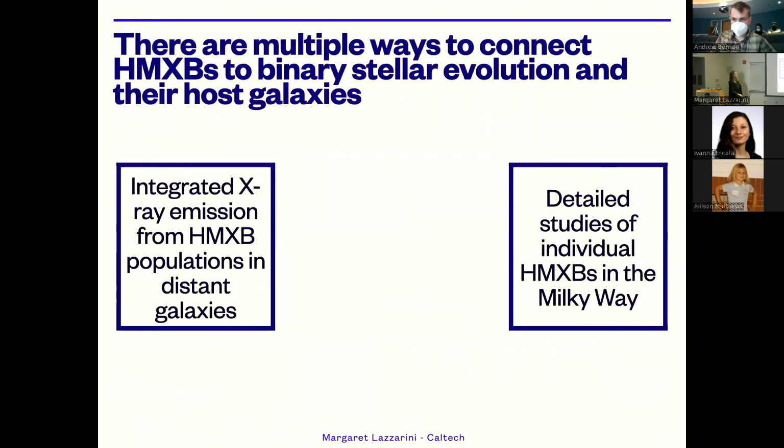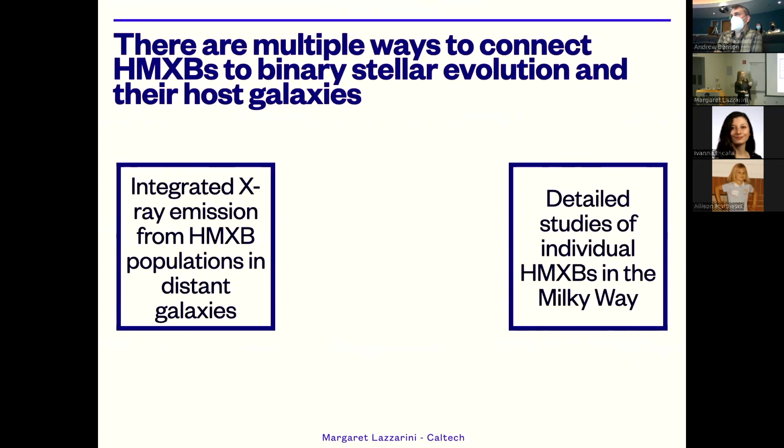There are different ways that we can study them. There's a lot of work that goes on connecting HMXBs to binary stellar evolution and also to their host galaxies, the influence of the galaxy on the HMXB population and the feedback between the two. So there's been a lot of work connecting the high-mass X-ray binary population in galaxies to global galactic scale properties like star formation rate, metallicity, stellar mass. And a lot of that's done using integrated X-ray emissions, combining all of the X-rays from HMXBs in a galaxy, looking at the luminosity function and understanding how that scales with those galaxy properties.